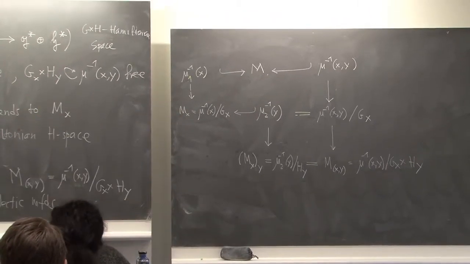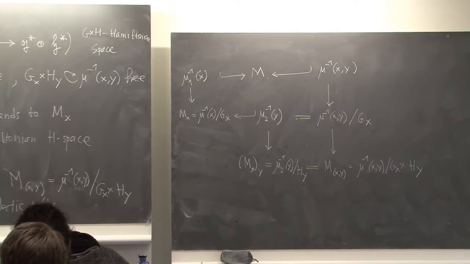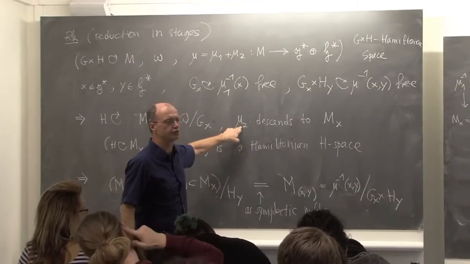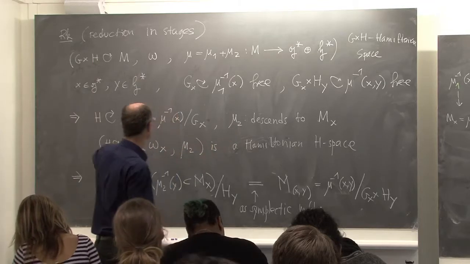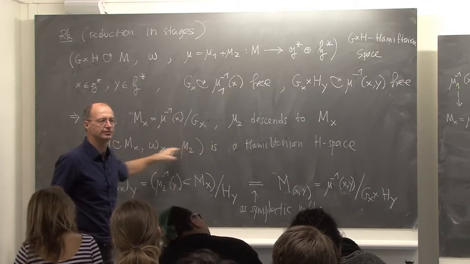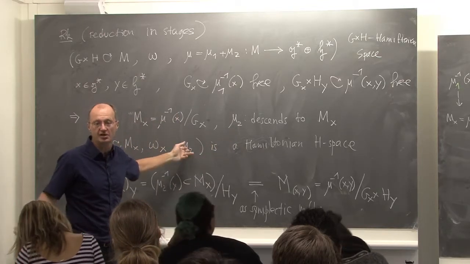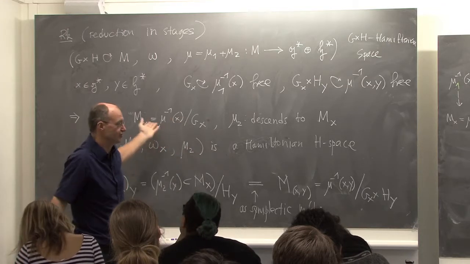And maybe one more calculation. In principle, one should show that this mu2 is actually a moment map for the H action on this reduced space. So in principle, one should show it.